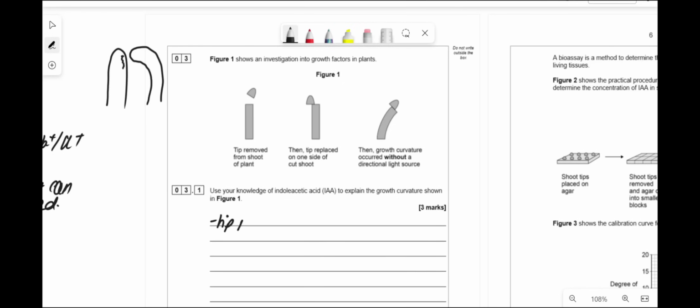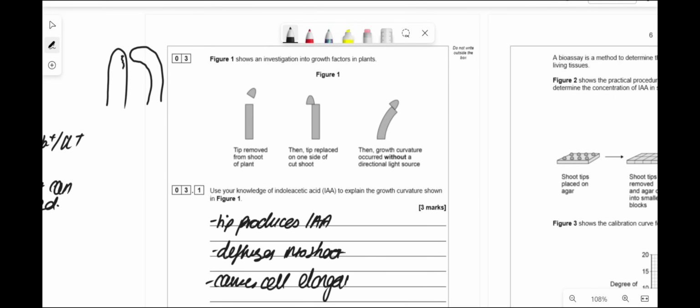So the tip produces IAA, and this diffuses into the shoot, and this causes cell elongation. Alright, this is crucial that you talk about cell elongation. It's not that they make more cells or anything, it is that elongation happens.